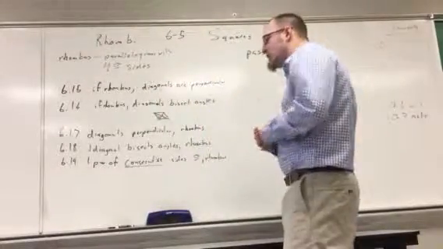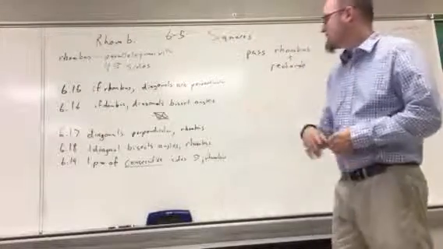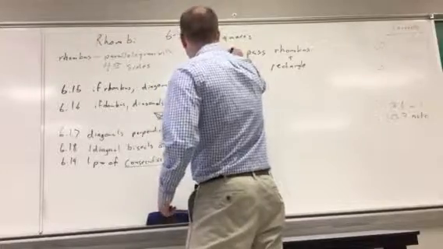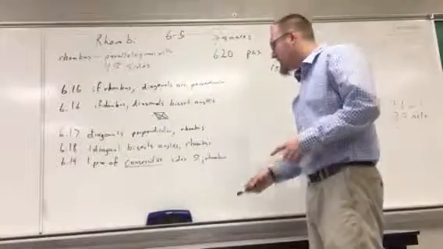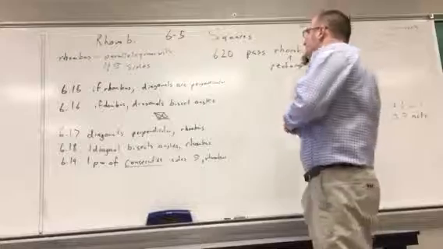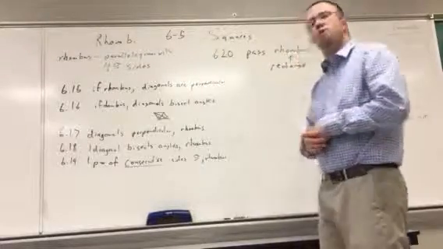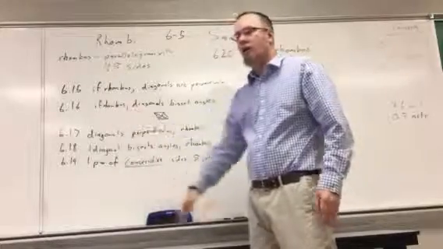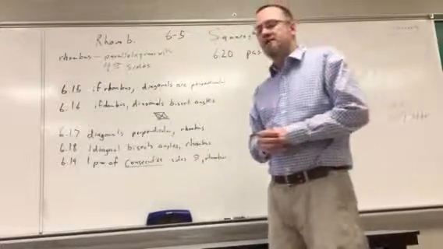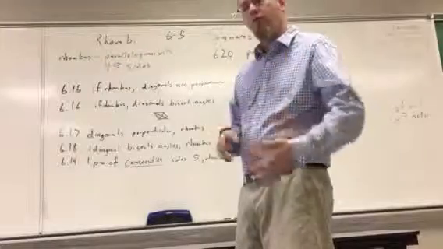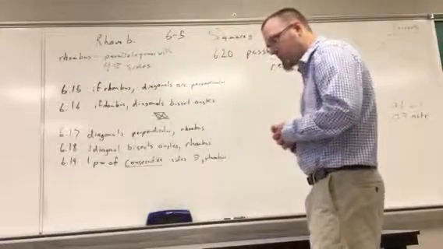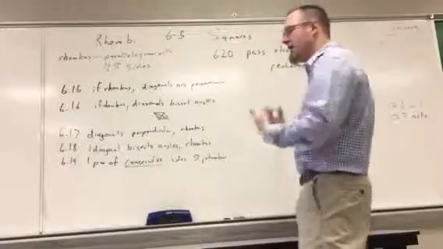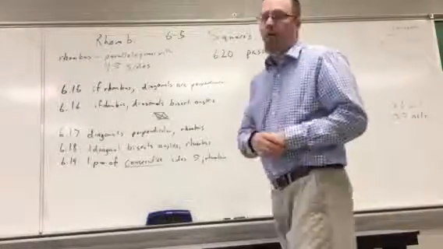Now, included in this lesson are squares, and it's 6.20. I didn't even write it up there. On 6.20, it just says, if the shape passes the test for a rhombus, in other words, one of these things is going on, and it also passes the test to be classified as a rectangle, which we went over in the last lesson, what it takes to be a rectangle. If it's a rhombus and it's a rectangle, it's a square.